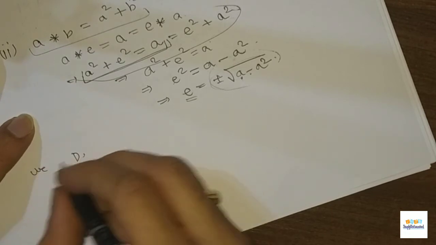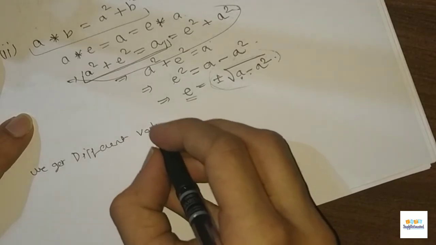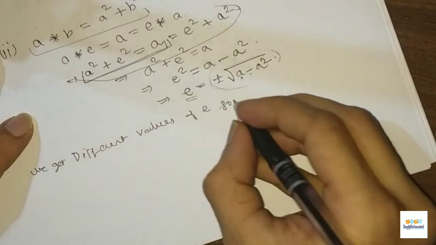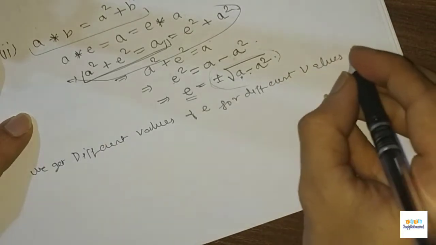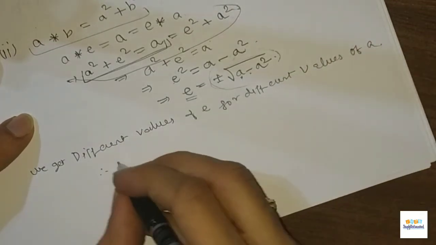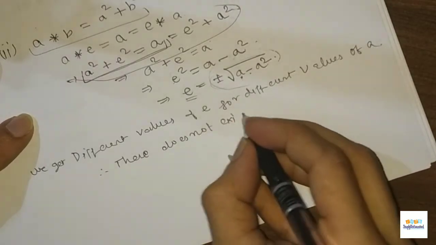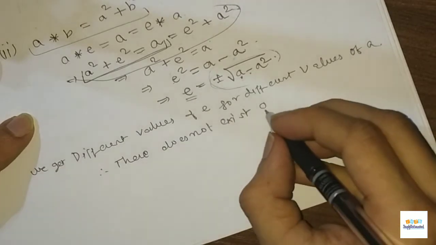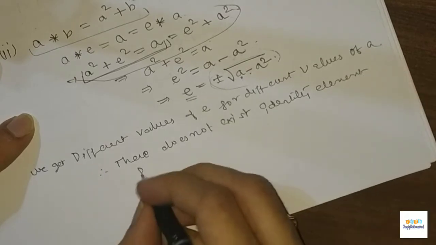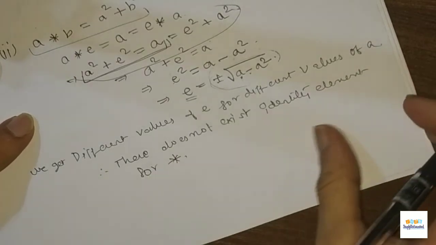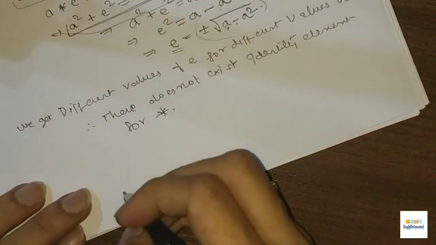So we get different values of E for different values of A, okay? Therefore there does not exist an identity element for star, okay? There does not exist any identity element for the binary operation star, okay?